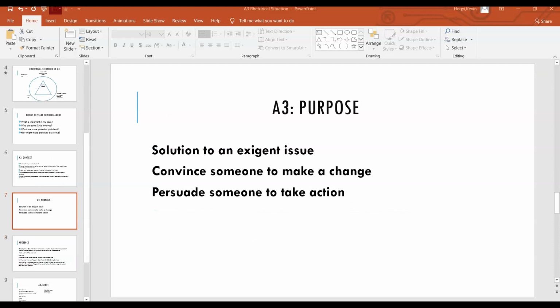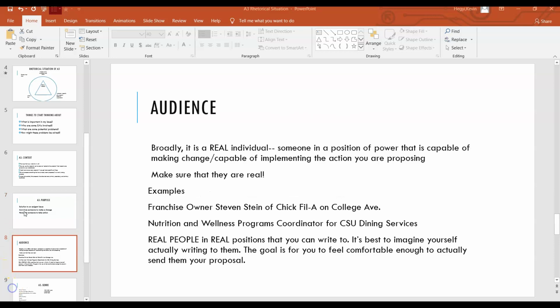Keep that in mind. So now we're on to purpose, and this is going to be a little bit more specific than the purpose I talked about on the original model of the triangle. Our purpose is we're really trying to convince someone to make a change or persuade someone to take action. We're providing a solution to an issue, a problem, and we're really trying to convince someone in a position of power that is capable of making that change to make that change. So the persuasive and the convincing language really is going to be deployed here for a full rhetorical effect.